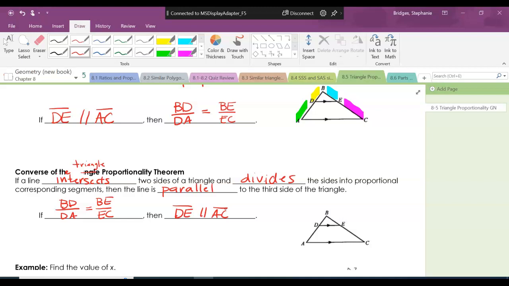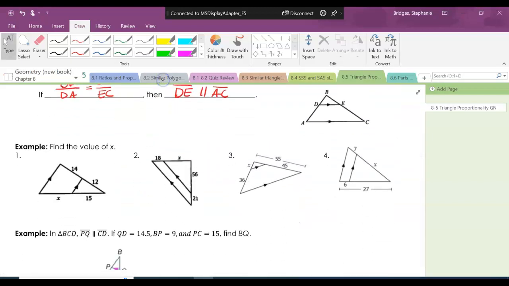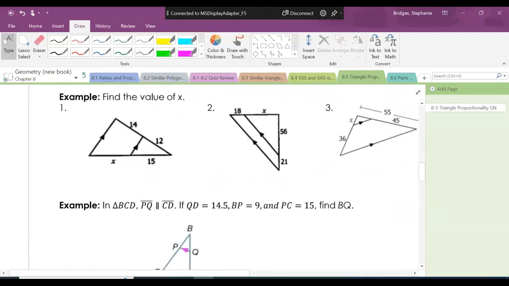All right, so let's take a look at that first example. What we're going to do is set up a proportion so that we can solve for x. And these can be set up a bunch of different ways. In order to stay consistent, I always like to start with the variable first. Okay. So let's start with the first one. What is my variable here?